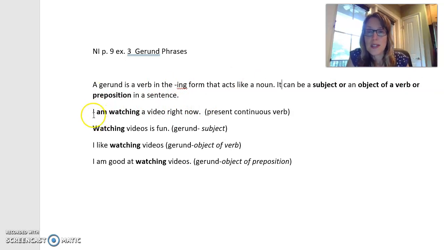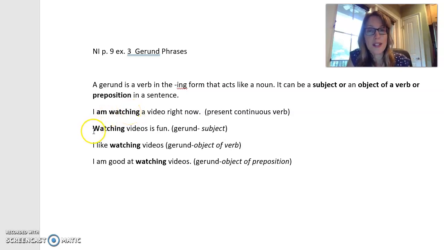Okay, so this sentence: I am watching a video right now. Well, the subject is I. The action here, am watching, is the verb. And we know that because we have a be verb plus ing. So ing alone with no be verb is not a verb. Just remember that, okay? But if you see a be verb and then ing, in this case, it's present continuous, meaning it's happening now.